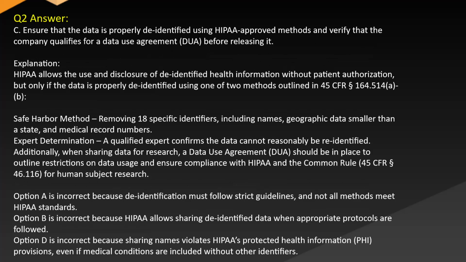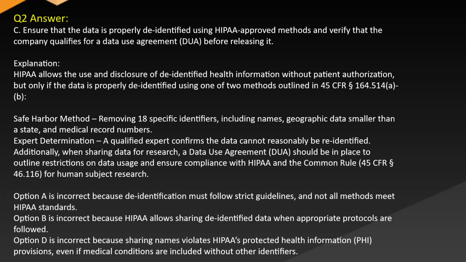Answer: C. Ensure that the data is properly de-identified using HIPAA-approved methods and verify that the company qualifies for a data use agreement (DUA) before releasing it. Explanation: HIPAA allows the use and disclosure of de-identified health information without patient authorization, but only if the data is properly de-identified using one of two methods outlined in 45 CFR 164.514(a). Safe Harbor method: removing 18 specific identifiers, including names, geographic data smaller than a state, and medical record numbers. Expert determination: a qualified expert confirms the data cannot reasonably be re-identified.